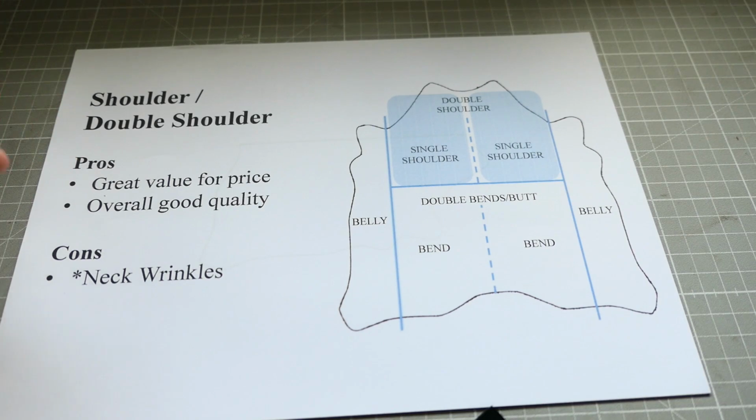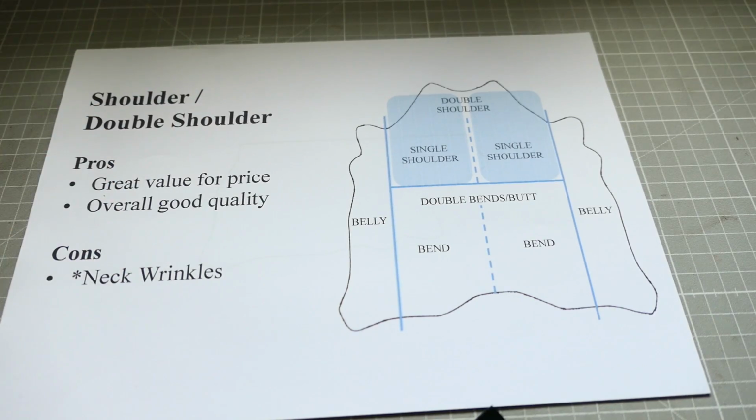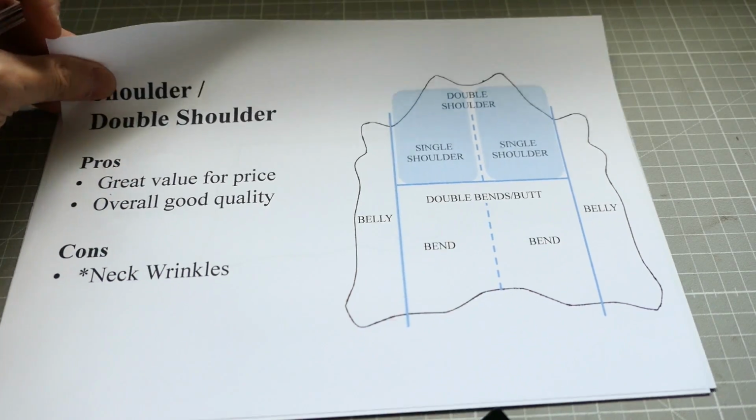What's bad about the double shoulder is the neck wrinkles. I'm going to show you what the neck wrinkles look like with a good light. This is the bad side, and actually it could be a good side as well if you're looking for neck wrinkles. Some people don't like it, some people like it. So it depends on you.